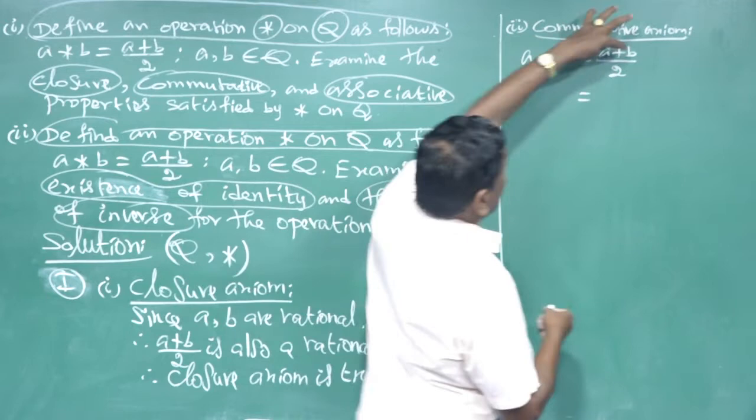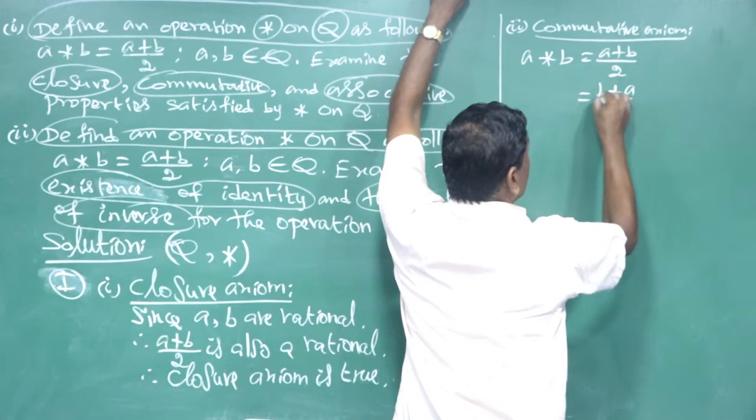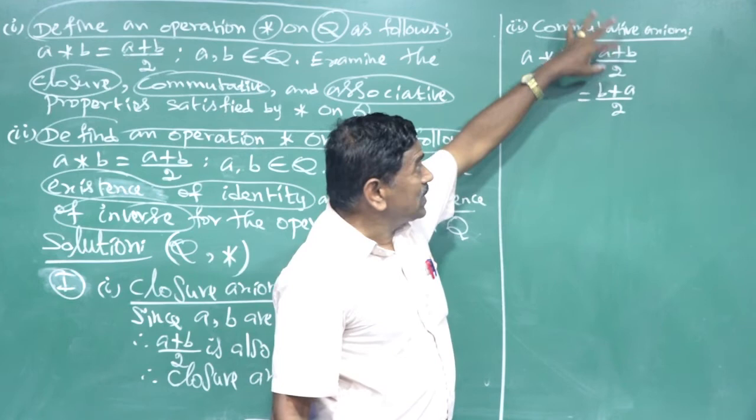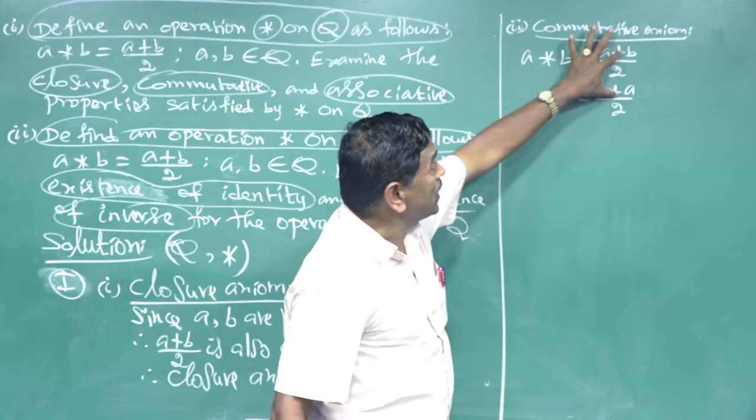Yes, A plus B equal to B plus A. Value will not change. A plus B equal to B plus A, because addition is commutative in the set of all rationals. Therefore, A plus B equal to B plus A.